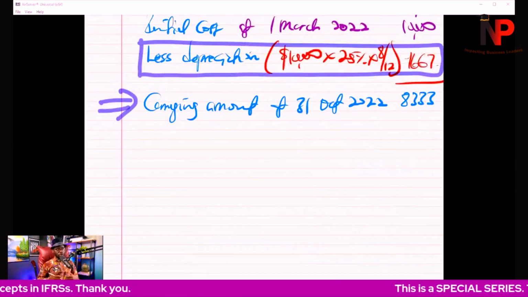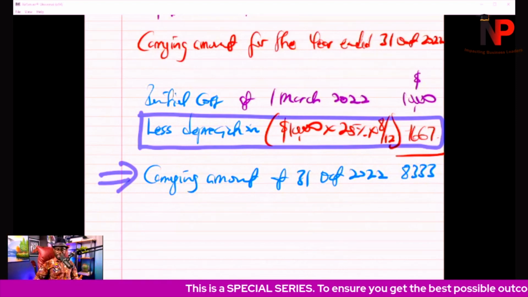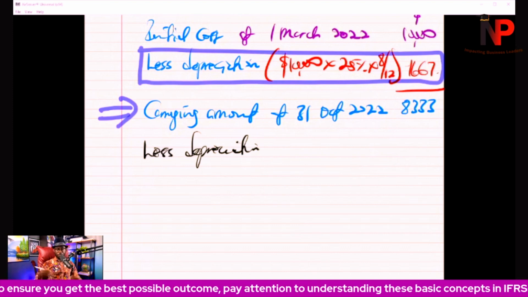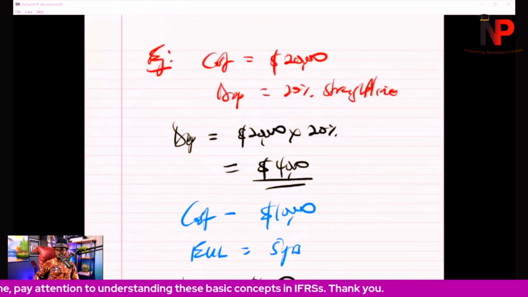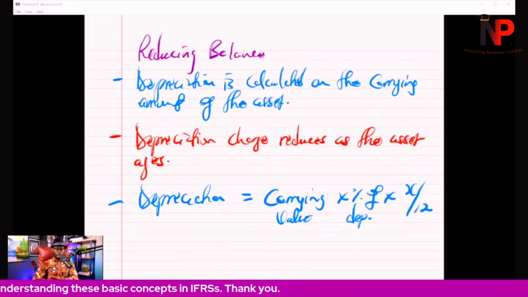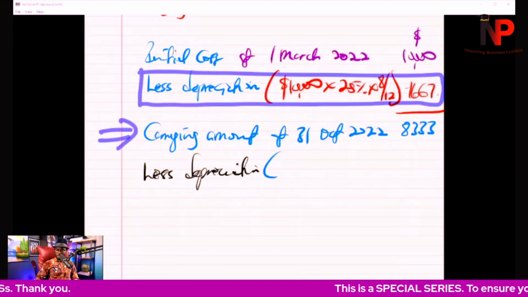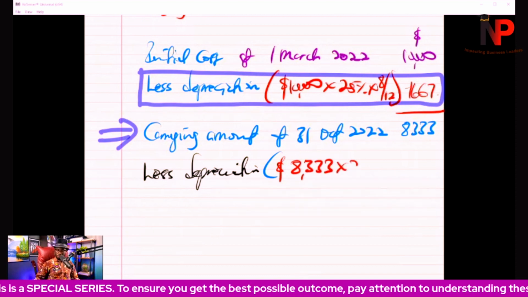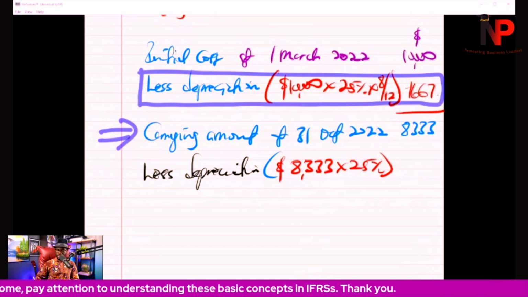Now, let's assume nothing happened to this asset, but how do we calculate depreciation in the second year? So we will less depreciation for the second year, that is the year ended 31st October 2023. Like we said, in the reducing balance, depreciation is charged on the carrying amount. So in the subsequent year 2023, we will calculate depreciation using the carrying amount, which is 8333, multiplied by the 25%. Okay? So my answer by 0.25, and that is 2024.